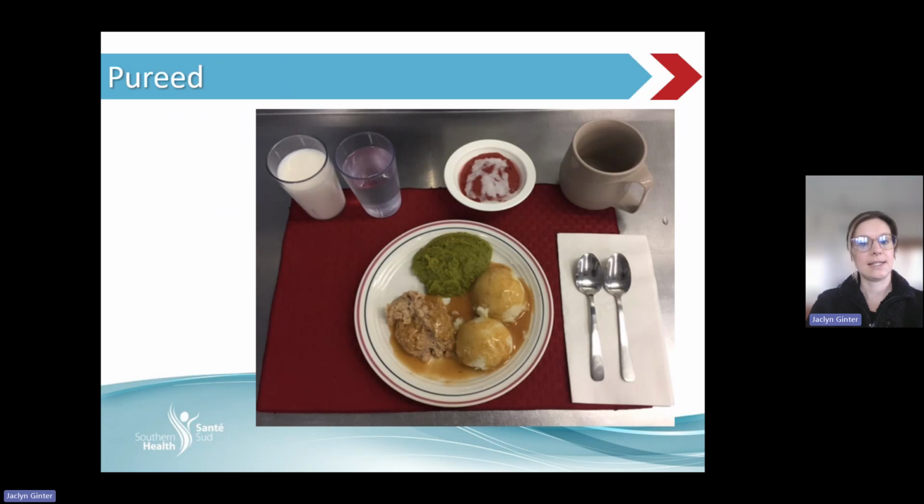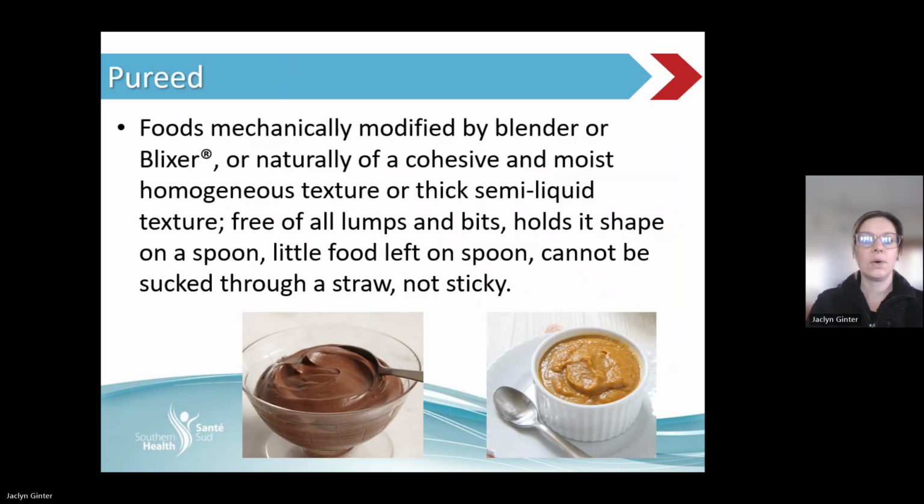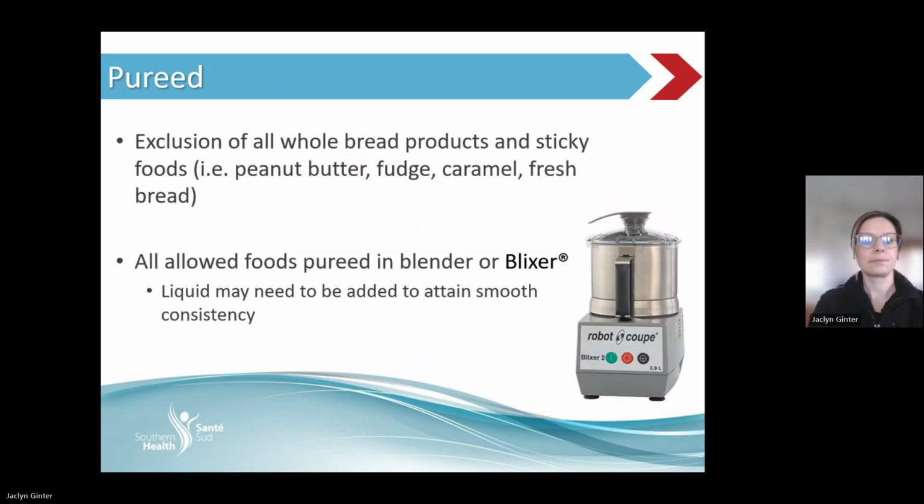And the next one is the pureed diet, and everything comes in a pureed form. Very smooth consistency. Again, no bread products here. So for the pureed diet, foods are mechanically modified by a blender or blixer for a naturally cohesive and moist homogeneous texture or a thick semi-liquid texture. It's free of lumps and bits. It holds its shape on a spoon, and little food is left on the spoon, it cannot be sucked through a straw, and it's not sticky.